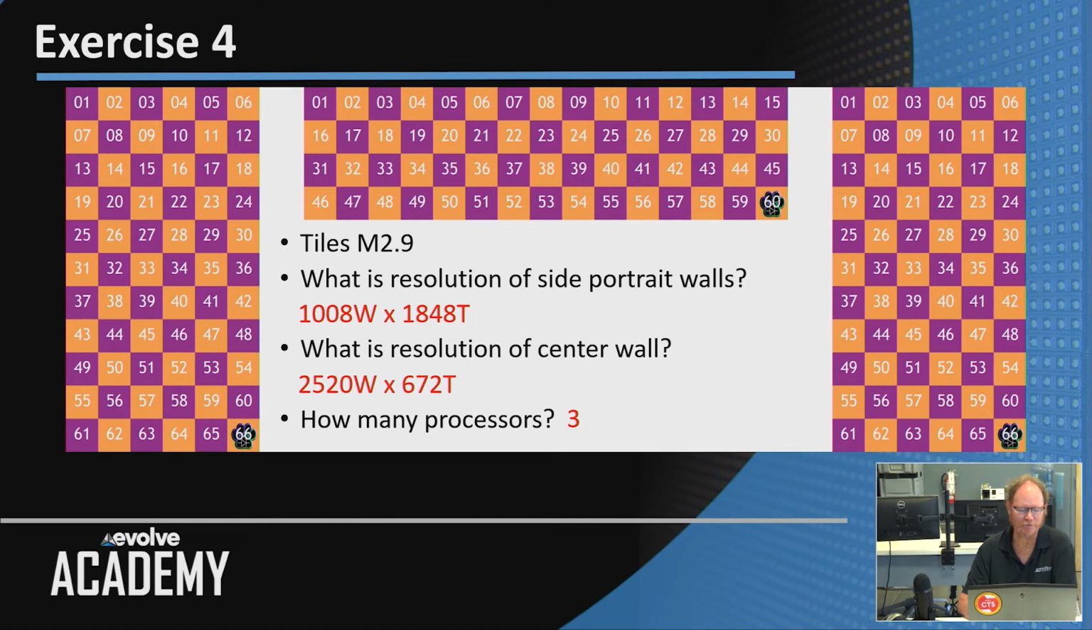The center one is 2520 by 672. We just did 2520 by, what was it, 1176? And that was a capacity 1. This is even shorter. So absolutely only a single processor is needed. Maximum.